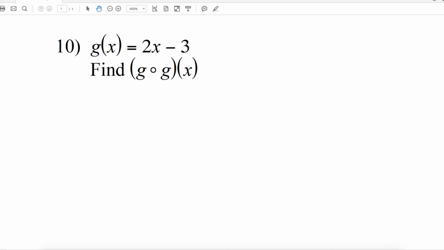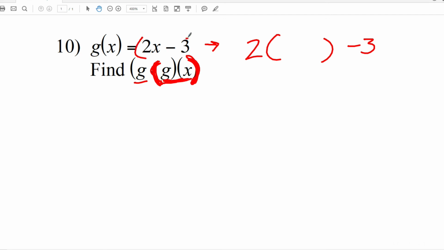Number 10, here's one like this. Just put parentheses right here. Now we're going to rewrite the problem. We have our g function, so we're going to rewrite it with the parentheses: 2 times x minus 3. What goes inside the parentheses? Well, it's g of x right there. What is g of x? G of x is this whole piece right there. So that is what goes in right there.